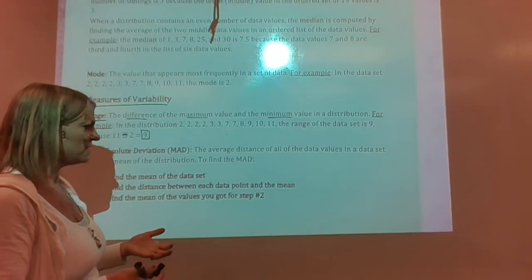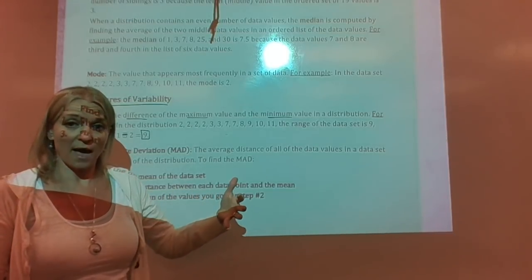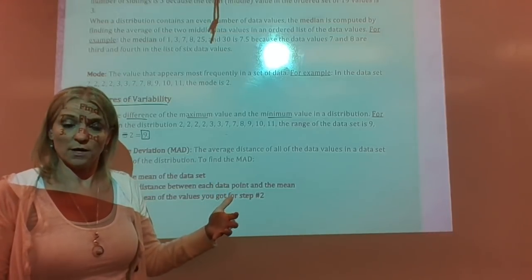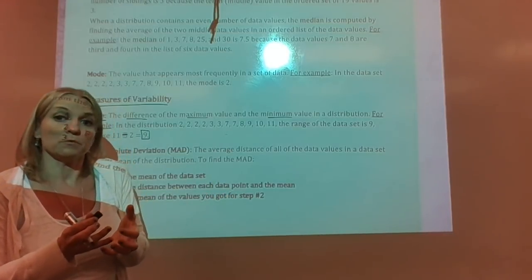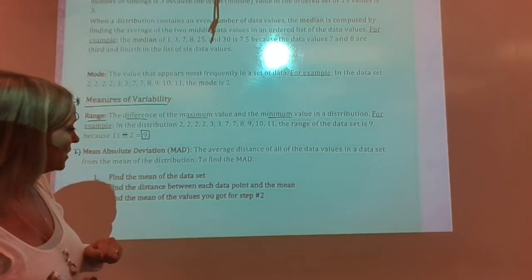Now, what does the MAD then tell me? It tells me how spread out my numbers are. So if I have a big MAD, that means my numbers are really spread out. If I have a small MAD, that means my numbers are very close together. Okay, so let's see how that works on the next page. So go ahead and turn the page.